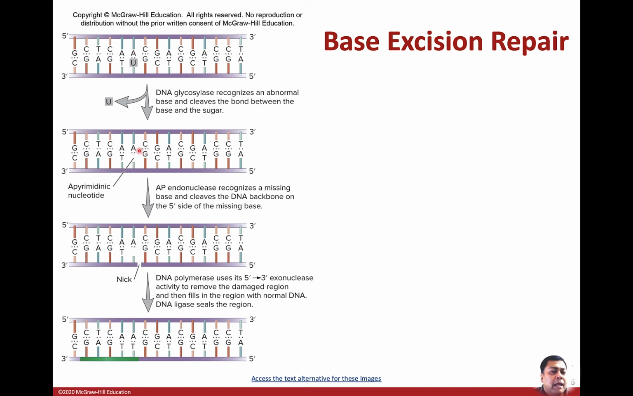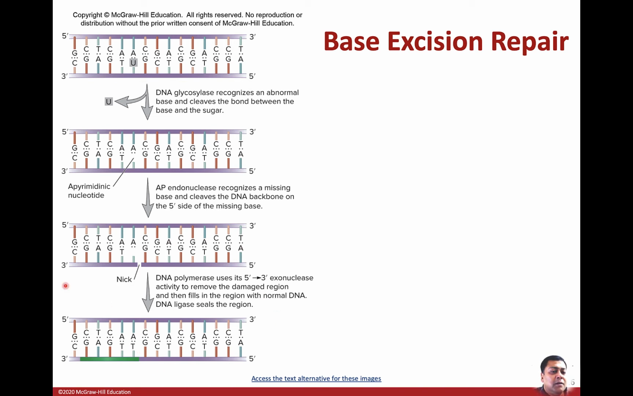So now you have an apyrimidinic nucleotide right here, and the apyrimidinic endonuclease recognizes the missing base and cleaves the DNA backbone on the 5' side of the missing base. So if you have this apyrimidinic nucleotide right here, you have an A, but you do not have the pyrimidine here, it's going to make a nick, and the DNA polymerase 5' exonuclease activity will remove this region. It will remove this region, and then DNA polymerase 1 is going to fill the gap, and then DNA ligase is going to repair that gap.